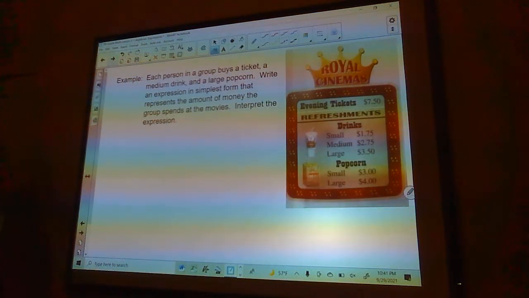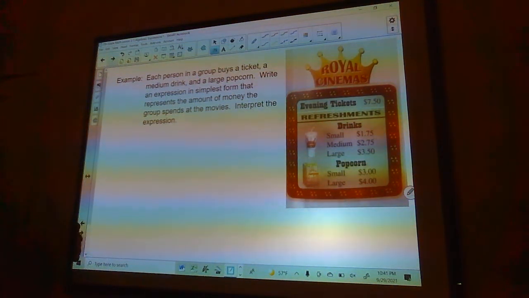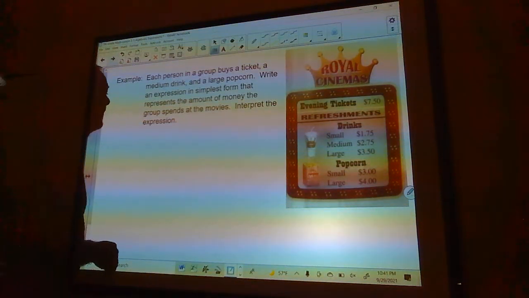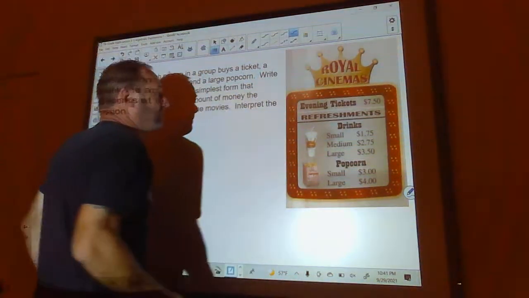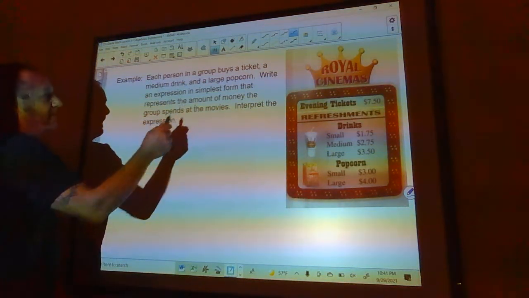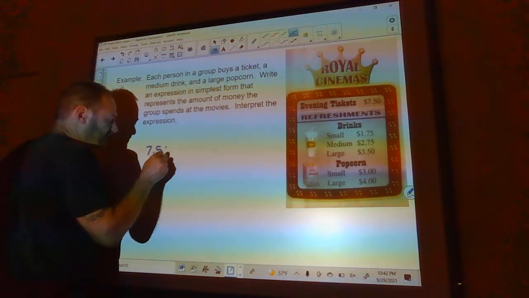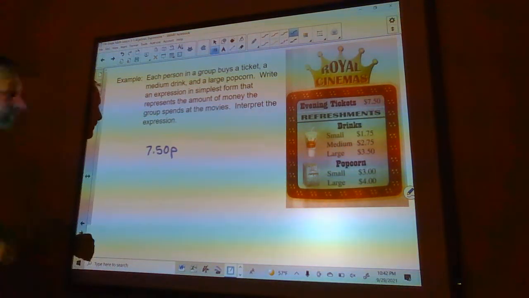Okay, each person in a group buys a ticket, a medium drink, and a large popcorn. Write an expression in simplest form that represents the amount of money the group spends at the movies. Interpret the expression. Okay, so we don't know how many people went to the movies. So we're going to call that P for people. And they each buy a ticket, okay? So it's going to cost them $7.50 times P.